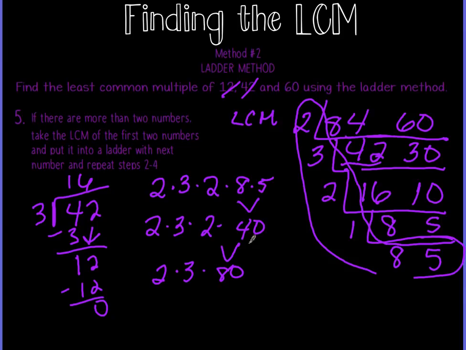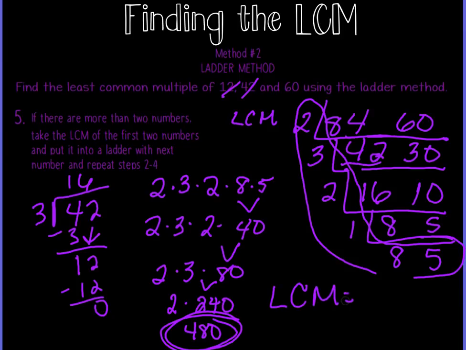The reason I did this first is because it's nice to multiply by a multiple of 10, because you can ignore that 0. So here I can do 8 times 3 is 24. Add that 0 on the end, times 2. 24 times 2 is 48, and add that 0 on the end. And the least common multiple of those three numbers is going to be 480.